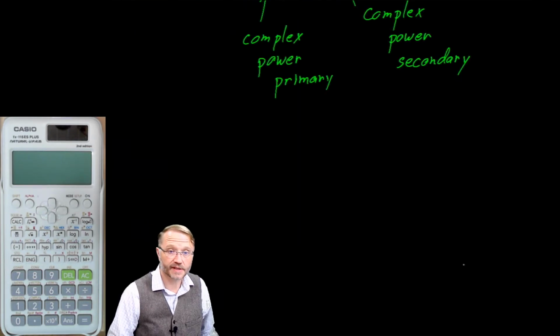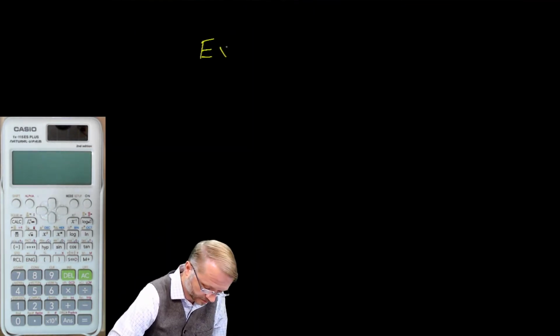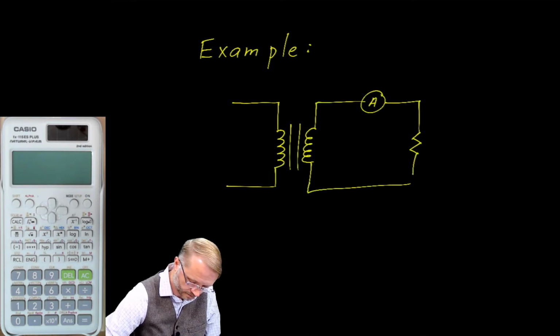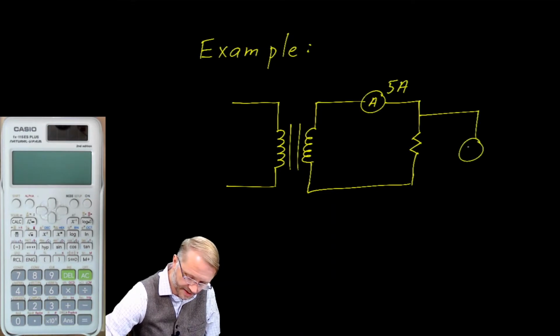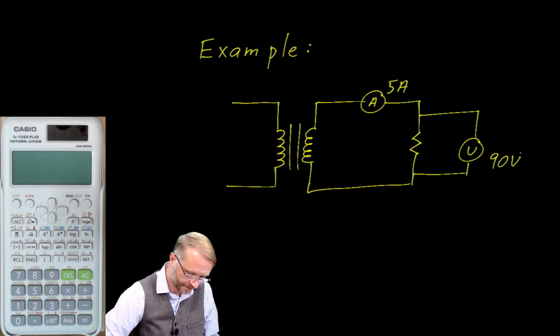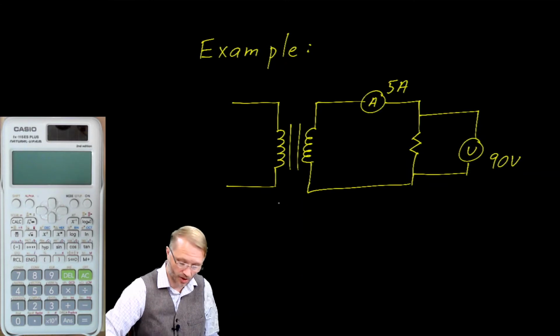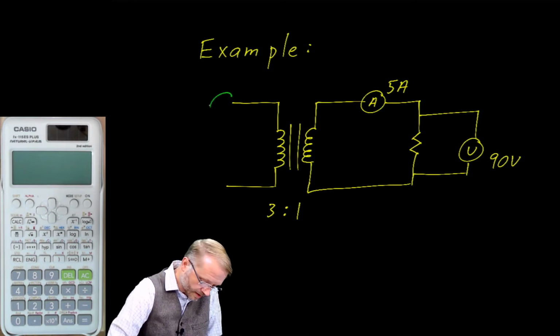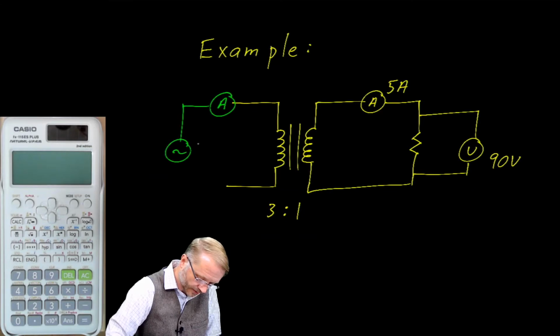We can put these thoughts together in a quick example. Here we have 5 amps of current, and when we measure across this resistive load, we measure 90 volts RMS. Our turns ratio is known to be 3 to 1. We would like to know the current and the source voltage.